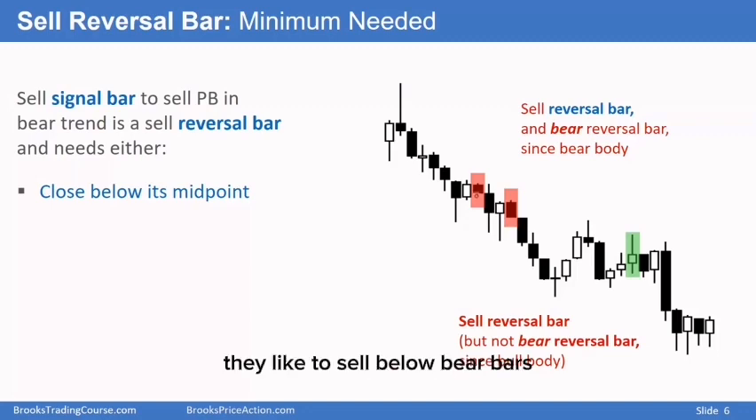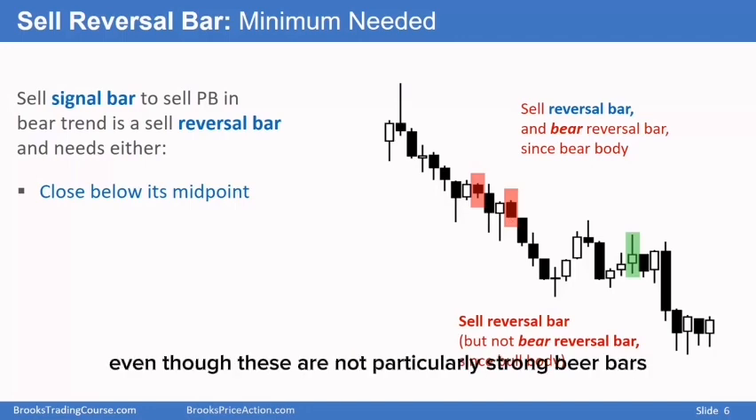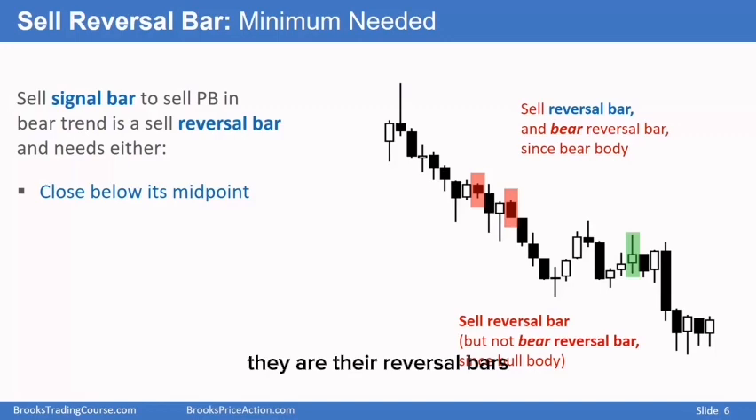They like to sell below bear bars. So here is a bear bar. They'll sell below that. Here we have a small double top bear flag. They'll sell below that bear bar. Even though these are not particularly strong bear bars, they are bear reversal bars. They're reversal bars. They're reversing the attempt at a bull trend. And they are bear bars. So they're bear reversal bars. That's unlike this.